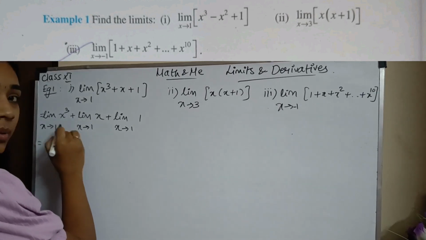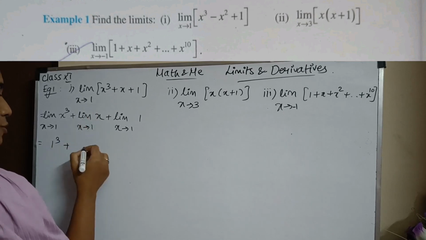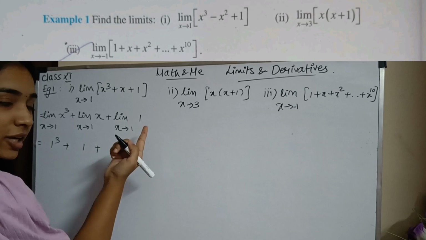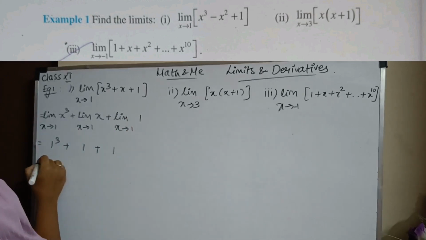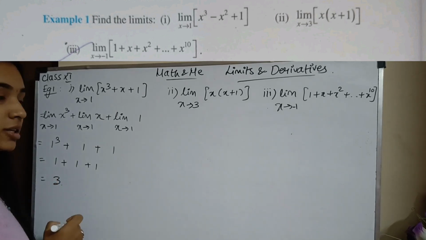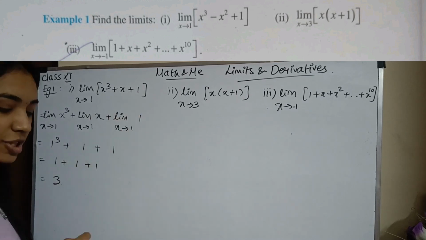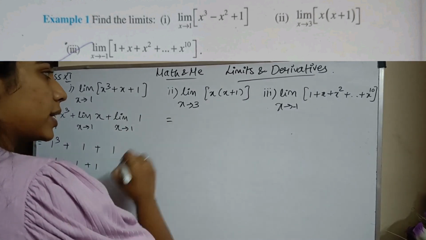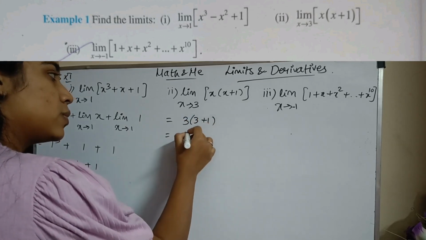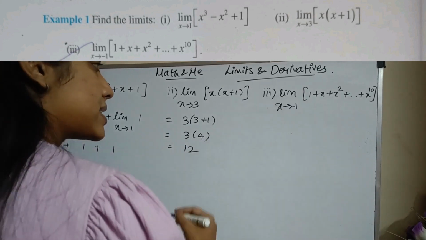Second step, I'm going to substitute the value of 1 into x cube. So what will I have? I have 1 cube plus, substituting, 1, plus I can take this out of the limit, and I don't have any term that is dependent on x, so I'll only have 1. So what is 1 cube? 1 plus 1 plus 1. So my final answer is 3. You just have to simply substitute the values and then add them up. For the second question, I'll directly substitute the value. So what will I have? For x as 3, I'll have 3 into 3 plus 1, which is 3 times 4, 12. Very simple.